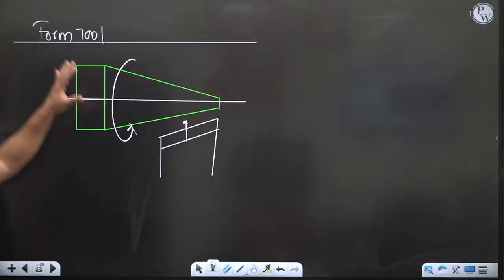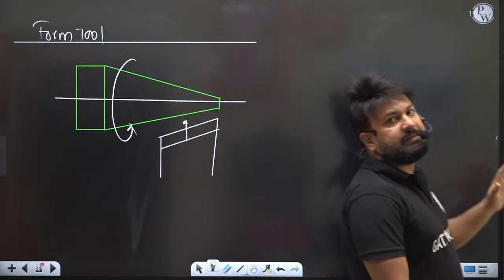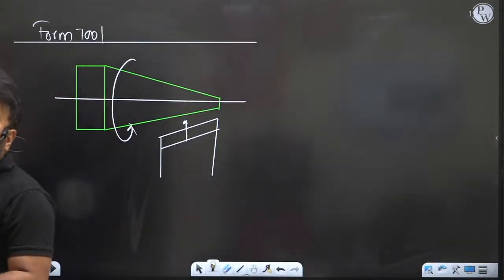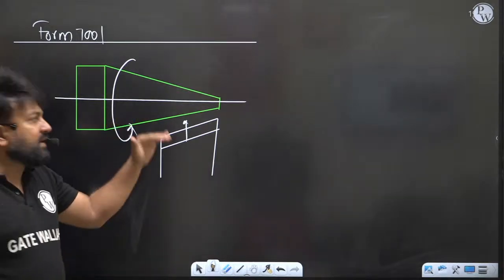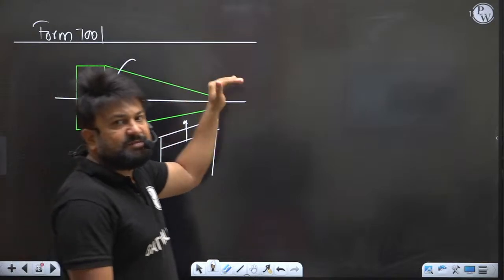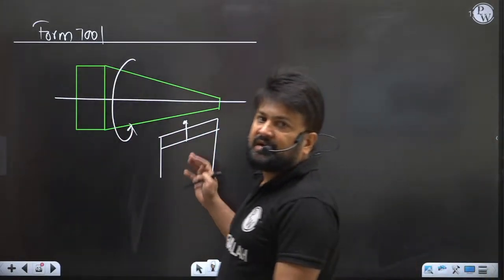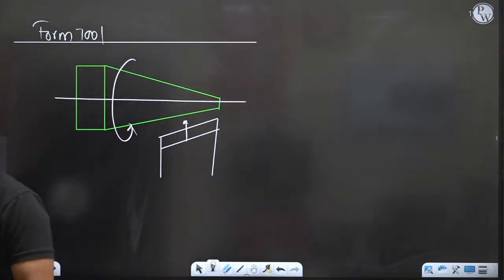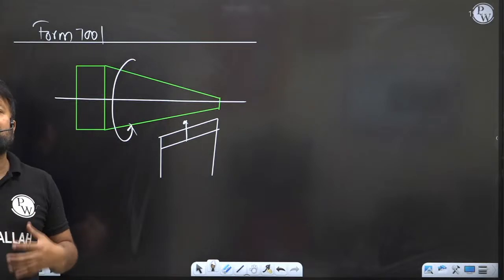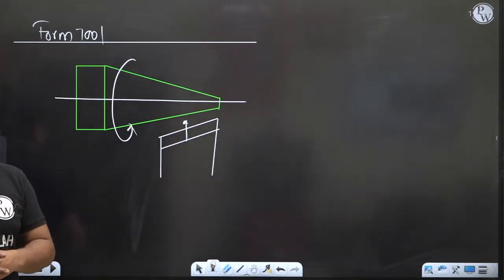Let me explain again. Here a special form tool for generating the taper is used. The feed is given by plunging the tool directly into the work. This method is useful for short external tapers, where stiffness is of no concern, such as for chamfering.